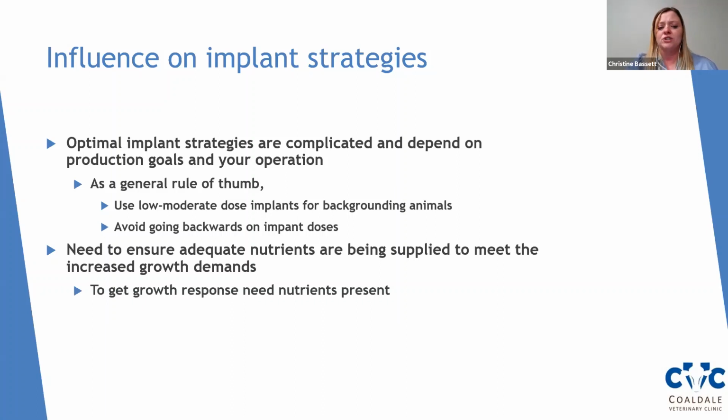And if we are using hormonal implants, we need to ensure that there are adequate nutrients available for those calves to meet that increased growth demand. If we don't have the energy or protein present for that muscle growth, we aren't going to see those returns.